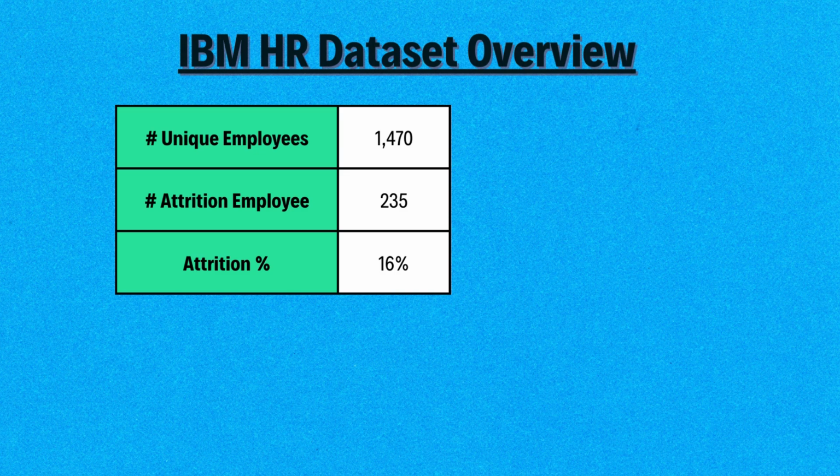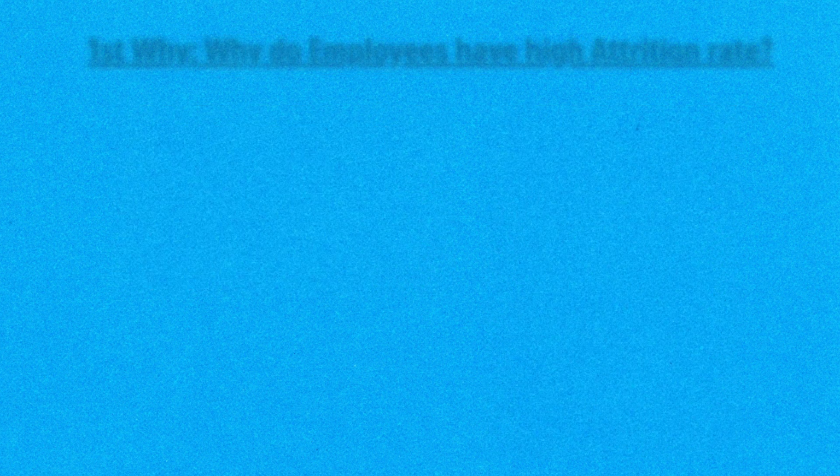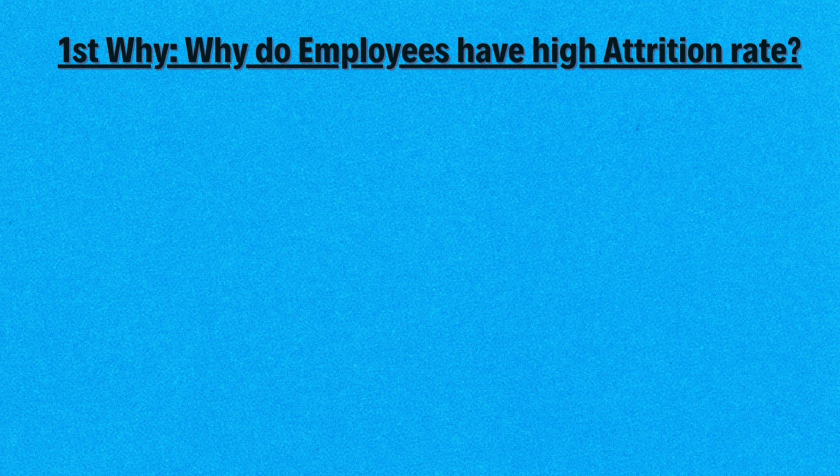a benchmark among 1,470 employees. A classification machine learning model will predict potential attrition or resignations, and consequently, feature importance analysis from the model reveals 6 key variables impacting attrition: job satisfaction level, job role, overtime, salary, education level, and job level. We will apply the 5 WHYS analysis framework to interpret the models. The first why question would be, why do employees have high attrition chance?